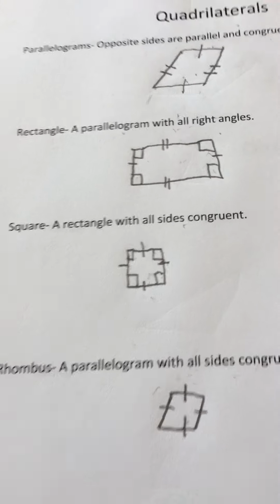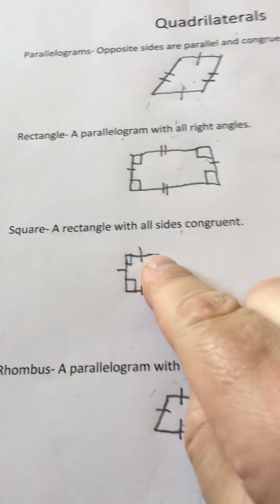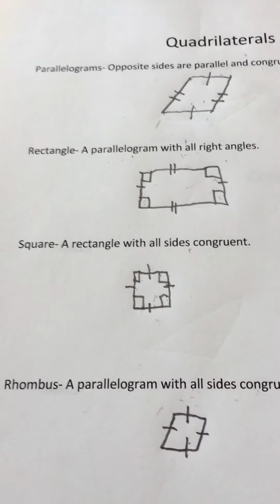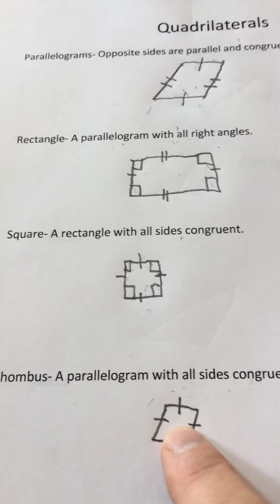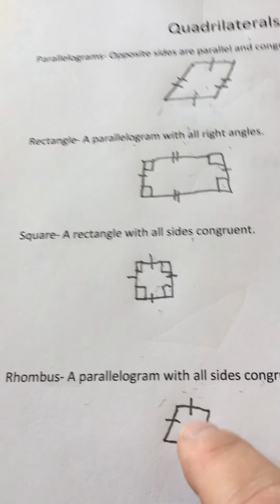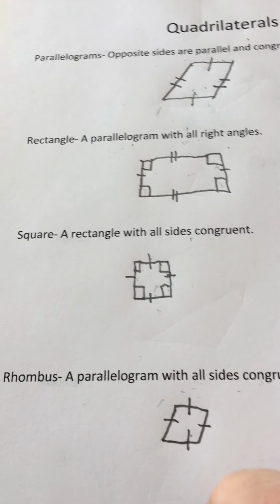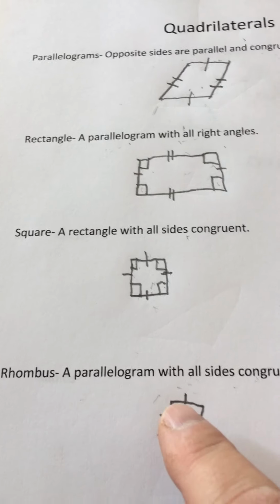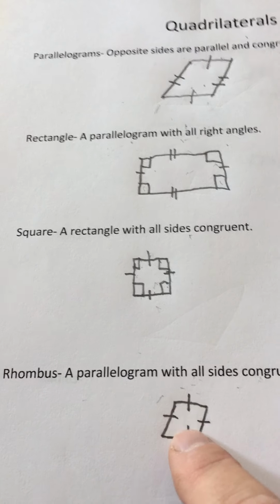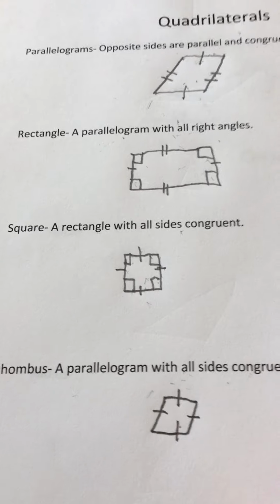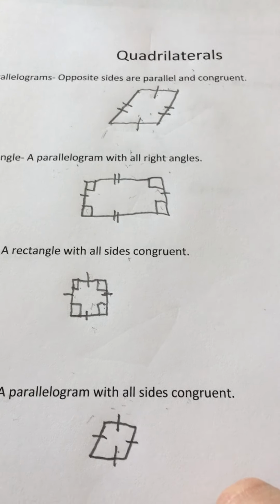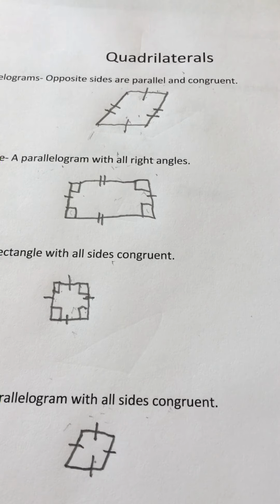Now, what is the most specific thing that is? That is a square. That is not a square. It's a parallelogram. But more specifically, it's a rhombus. Okay? Thank you. I'll post this in a second.